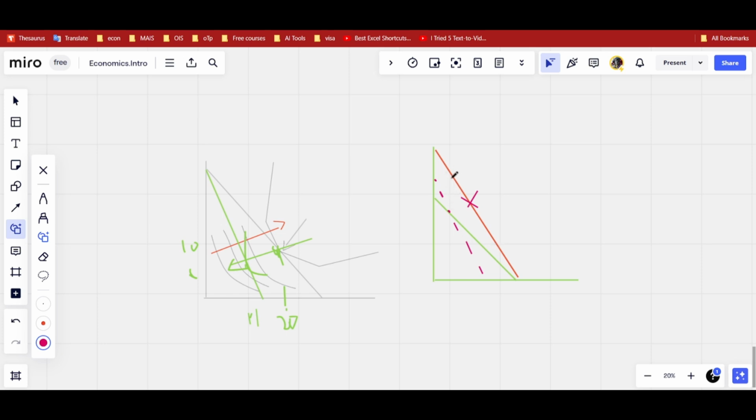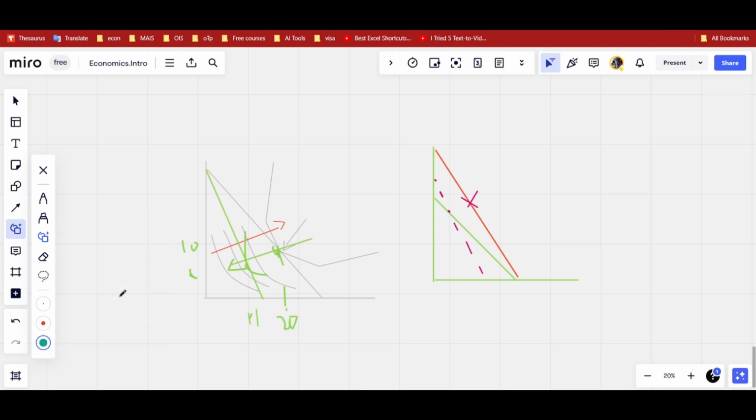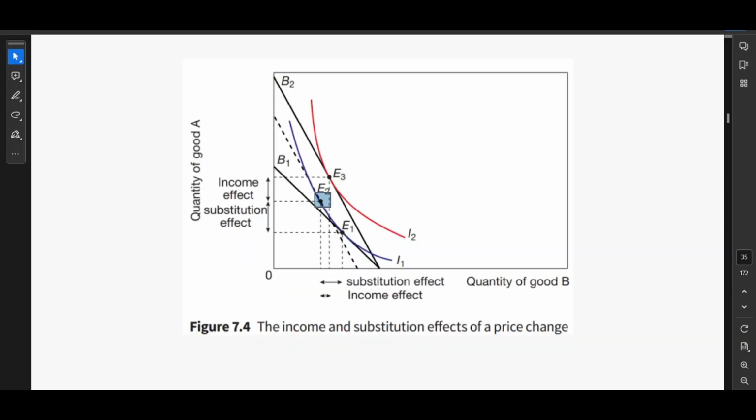And of course, we have our initial indifference curve. What we're saying is that you had your initial indifference curve, right? And wherever this imaginary budget curve is tangent, so let's say this is the point here where it's tangent to the original indifference curve, this is the substitution effect. So that's what we're seeing here on the graph.